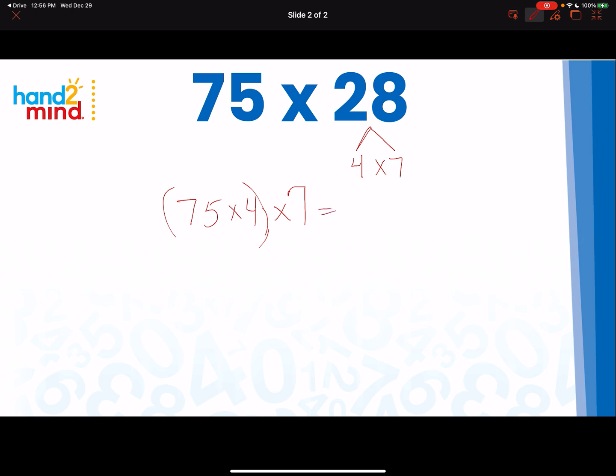So 75 times 4 is a lot easier to multiply than 75 times 28, because with 75, I know if I just double 75, that's 150, and I can double again, and that's 300. So now I'm just multiplying 300 times 7, and I know that that's 2,100. So 75 times 28 is 2,100.